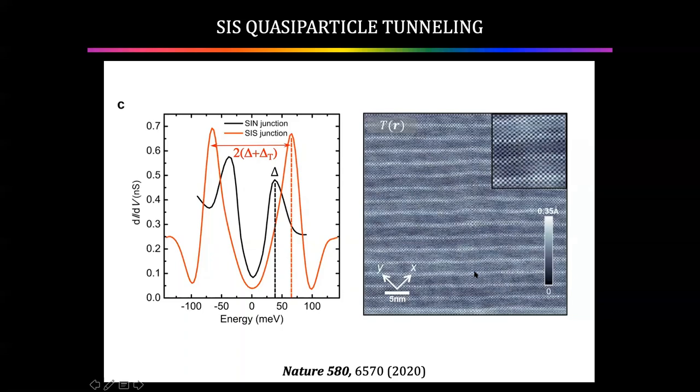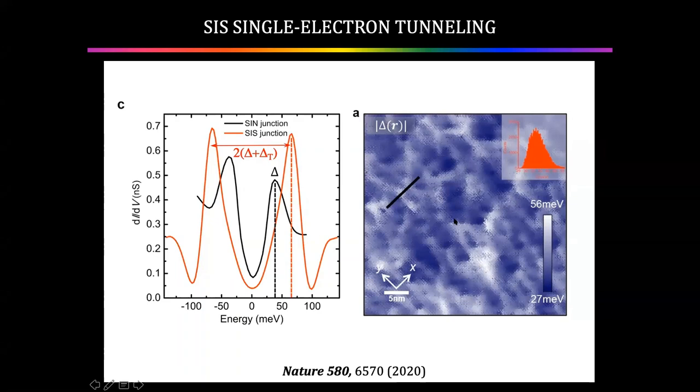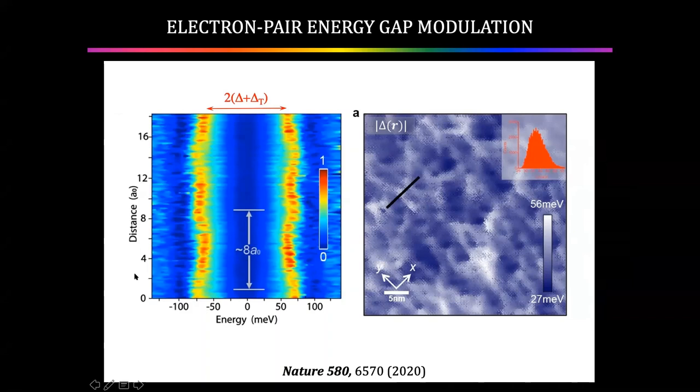Now it doesn't look very good, but you can look at the raw data and see what's happening to the gap as we travel along this line. Here is density of states plotted on a color scale, distance along this line plotted here, and energy on this axis. And the distance between these two sharp peaks is 2 times delta sample plus delta tip, which is a constant. So this means the gap in the sample is modulating, and it's approximately 8-unit cell periodicity.